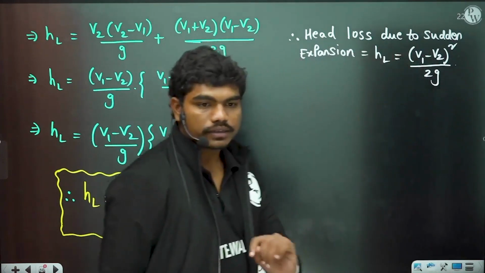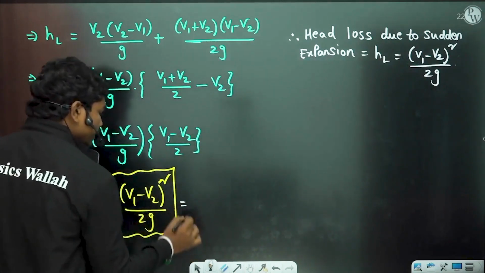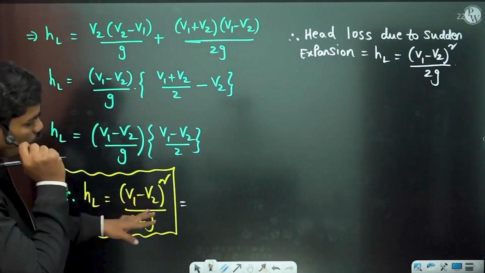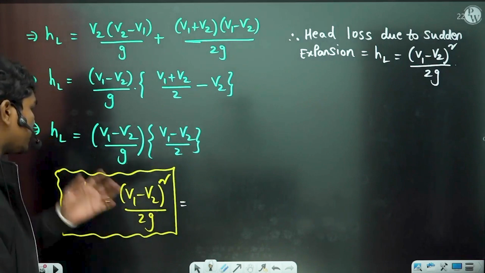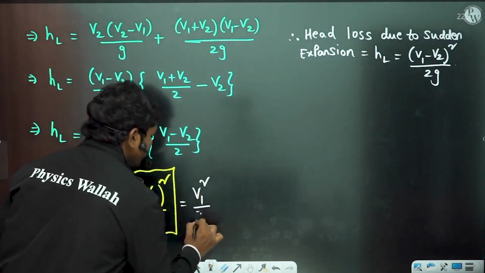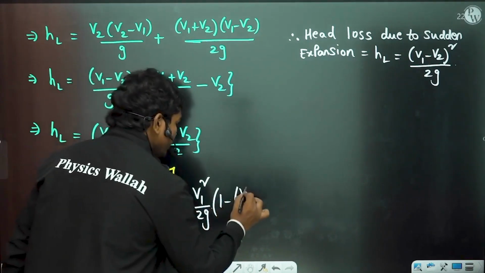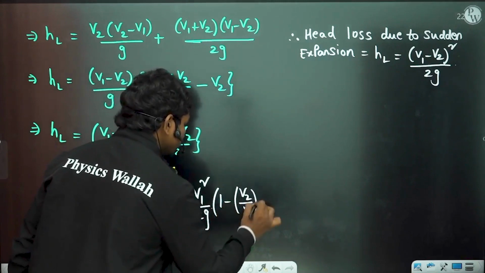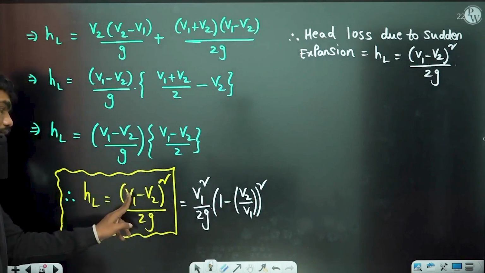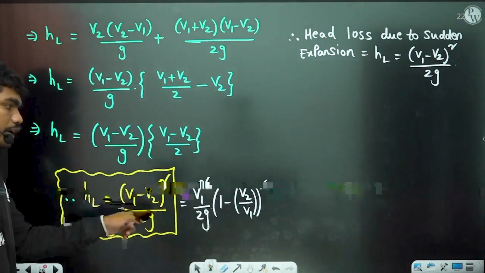Now I want to write one thing here. Look, in this expression, if I want to take V1 square out, generally what we'll do is take V1 square out. So if I take V1 square out, we have V1 square by 2g times (1 minus V2 by V1) whole square. So from this expression, if you take V1 square by 2g out, we have 1 minus V2 by V1 whole square.